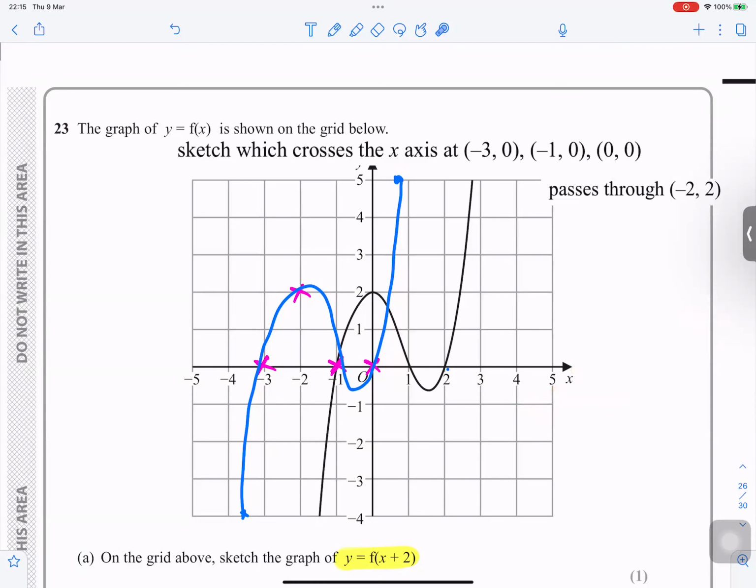Everything stays the same. So we'll take all of this black curve, move it 2 places to the left. So this peak here was 2. It will go 1, 2, here to minus 2. This one was 1. It goes 1, 2, comes to minus 1. This one here was 2. It goes 1, 2, comes to 0. And the curve will be the same curve. The shape stays the same. You've just shifted it 2 places to the left. 1, 2.